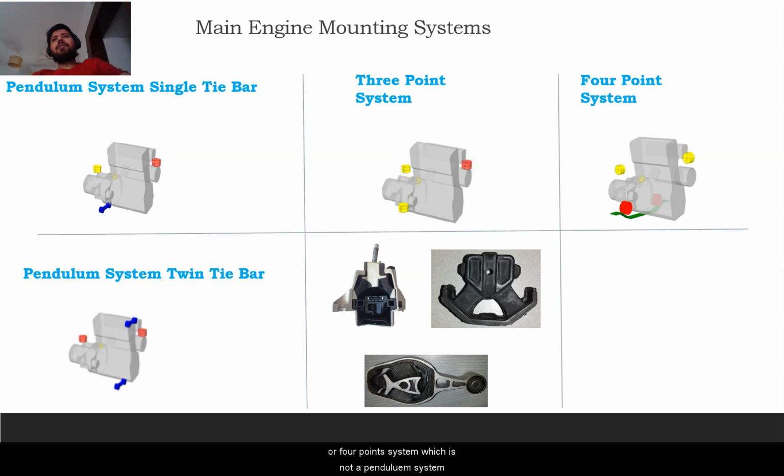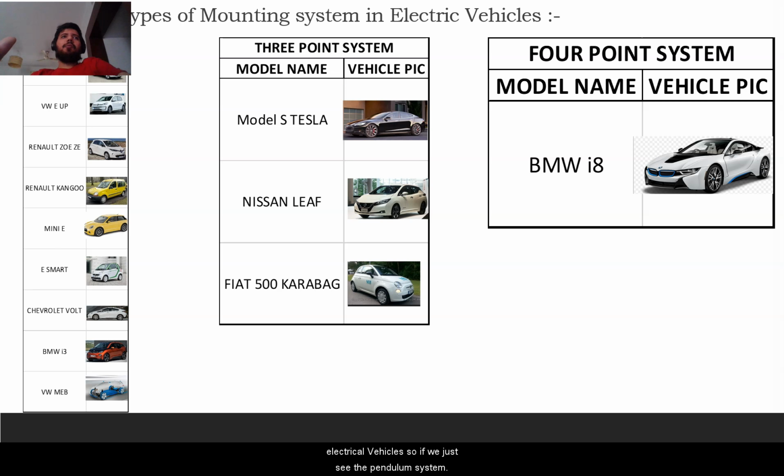But in any 3-point or 4-point system which is not a pendulum system, the tasks of taking the torque and taking the load are not separated very well. On the left corner, you can see a pendulum system with 2 torque rods, meaning if the torque is high, we need to have 2 torque rods. On this screen, you can also see the mounts: the cylindrical mount, the wedge shape mount, and the torque rod. These are the common choices for types of mounting system in electric vehicles.